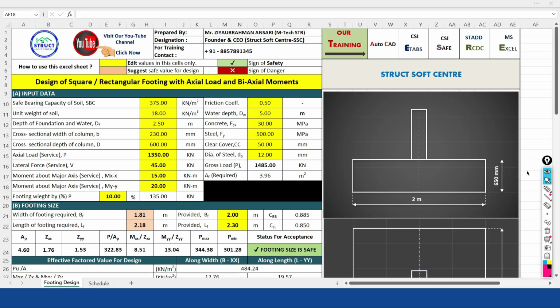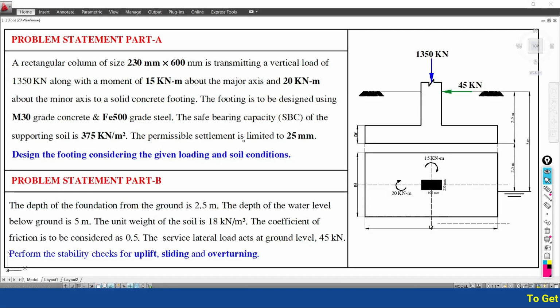So to save time, we are going to take the help of this spreadsheet, and for a better understanding of its application, we are going to take one reference problem and use it to understand the application of this spreadsheet. So without wasting time, have a look at the problem statement. The problem statement is given in two parts. One by one we are going to understand it.